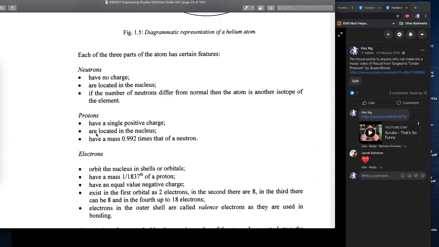Typically, carbon will have either 6 or 8 neutrons. So when you have 6 plus 6, that gives you a weight of 12, or if you have 6 plus 8, it gives you a weight of 14. Now, I'm pretty sure carbon-14 is the radioactive version.